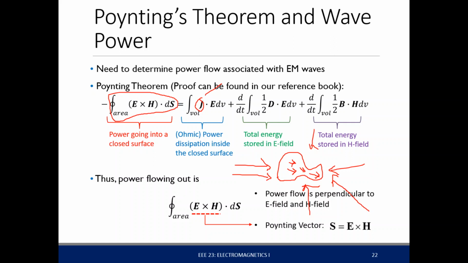So this term right here is the total energy stored in the electric field. If there is an electric field in this region, the total energy stored by the electric field is 1/2 D dot E dV. This should look familiar to you. This is the energy stored in an electric field. And finally, here, this is the total energy stored due to a magnetic field.